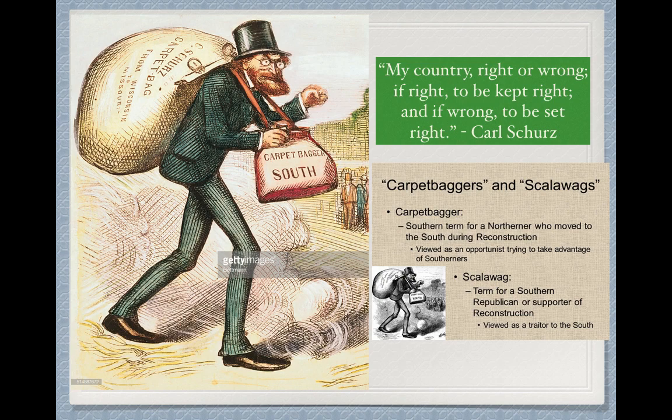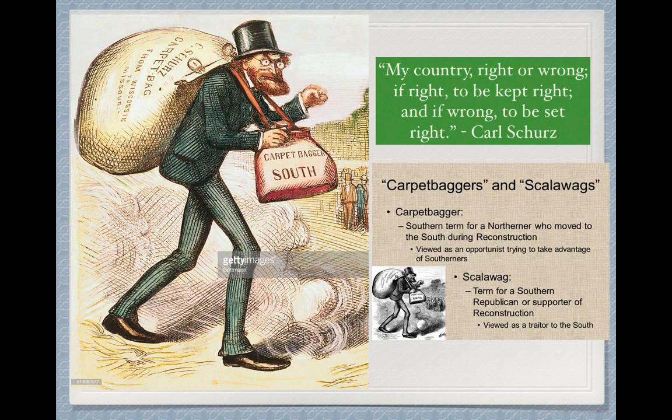This political cartoon is really well known. You'll probably see this on an assessment at some point. It's actually a real person named Carl Schurz. He is an immigrant, and he is a well-known, successful, what they would call carpetbagger. And his most famous quote is actually really lovely. He says, "My country, right or wrong, if right to be kept right, and if wrong to be set right."